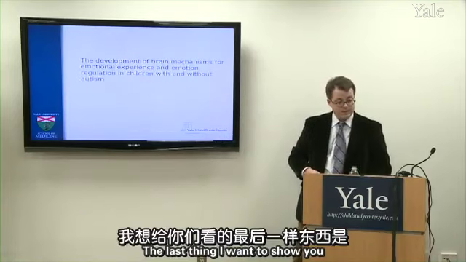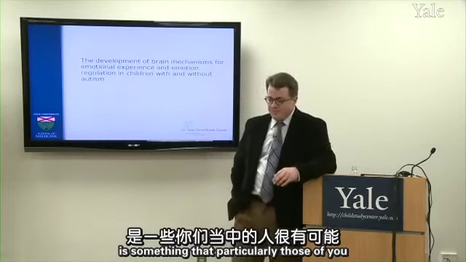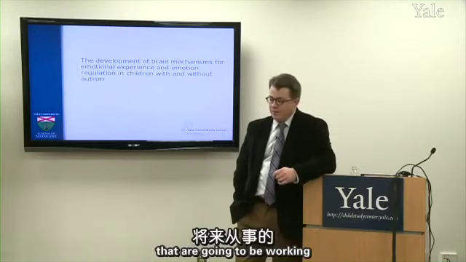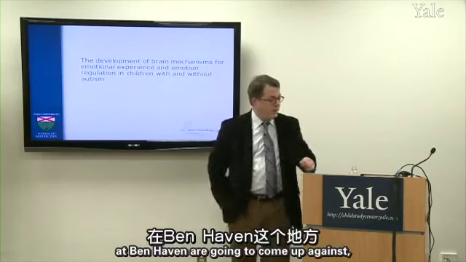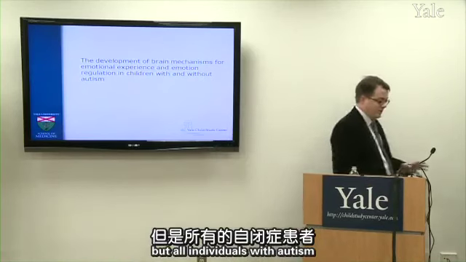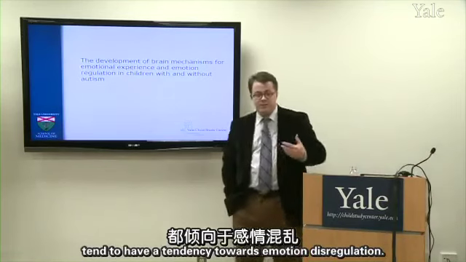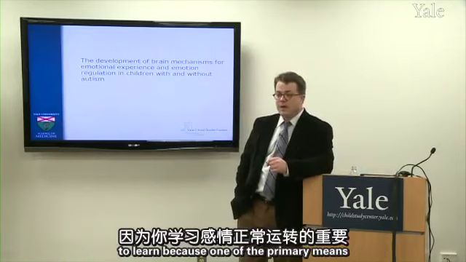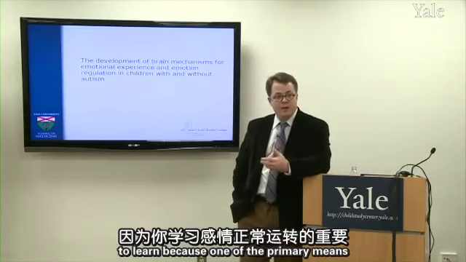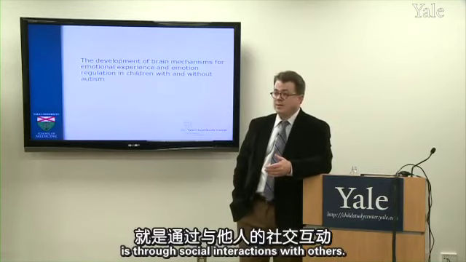The last thing I want to show you is something that particularly those of you that are going to be working with the low-functioning kids with autism at Benhaven are going to come up against. All individuals with autism tend to have a tendency towards emotion dysregulation. It's something that's very challenging for children with autism to learn, because one of the primary means by which you learn emotion regulation is through social interactions with others.